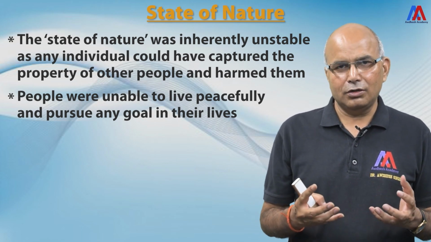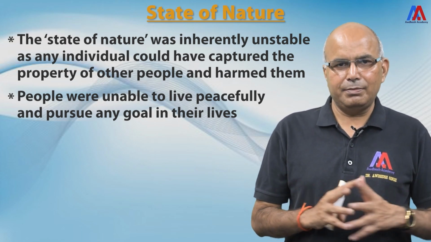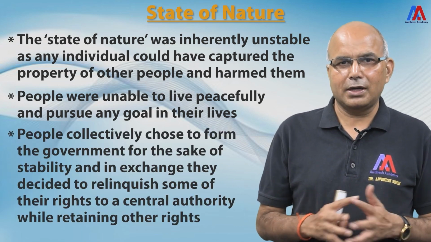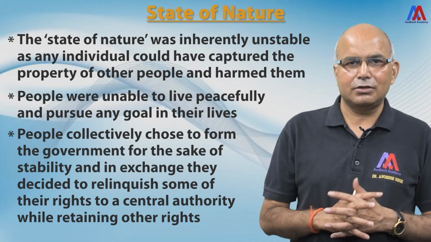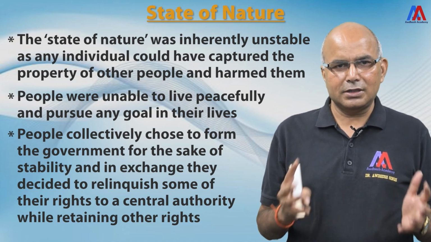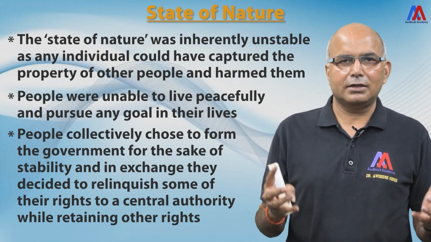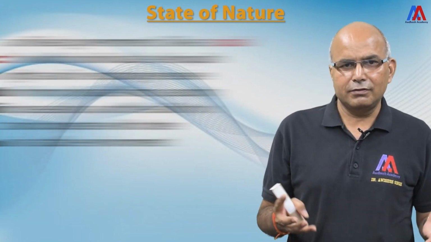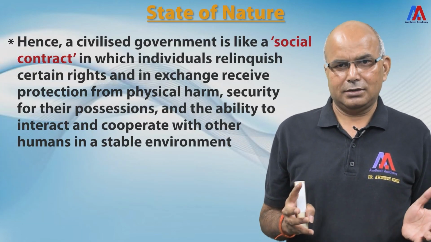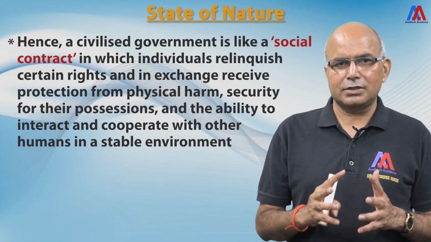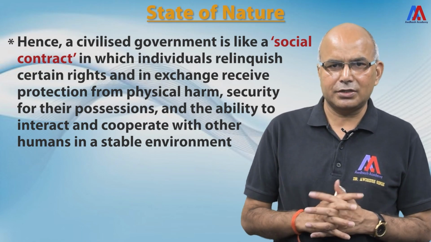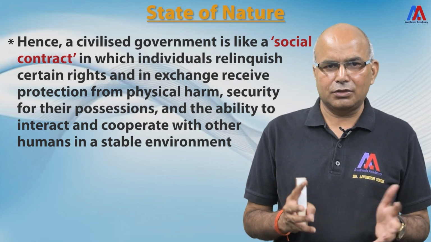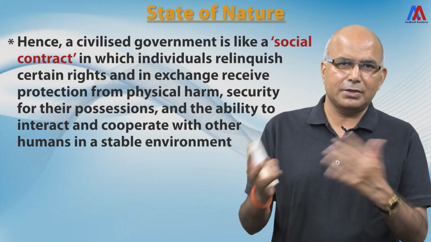And therefore, in order to bring order, people collectively chose to form a government for the sake of stability, and in exchange, they decided to relinquish some of their rights to a central authority while retaining other rights. And therefore, a civilized government is like a social contract in which individuals relinquish certain rights to the government, and in exchange, they receive protection from physical harm and security of their possessions from the government.